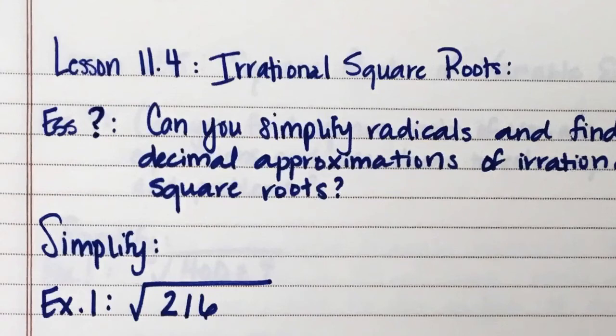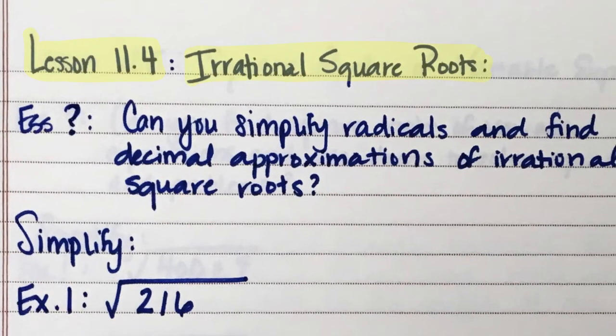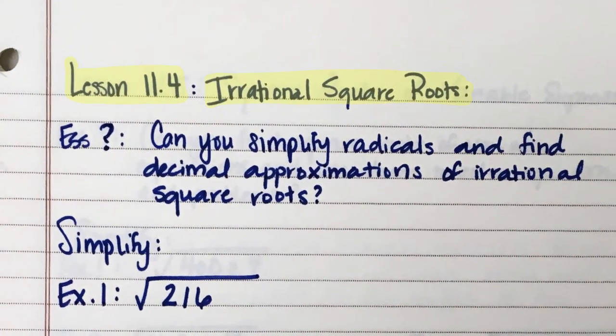Well, this is where life is going to get fun. These are irrational square roots, and we are working in lesson 11.4. Irrational numbers are numbers that do not terminate or repeat. So we're going to learn how to split up square roots. Our essential question says, can you simplify radicals and find decimal approximations of irrational square roots?